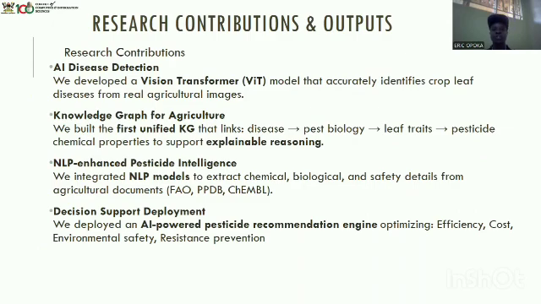So next, AI research contributions and outputs. We have the AI research contributions. These are the ones we have. AI disease detection, where we developed the vision transformer, which accurately detects crop diseases in real agricultural images.